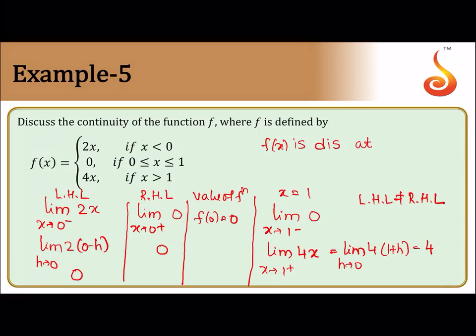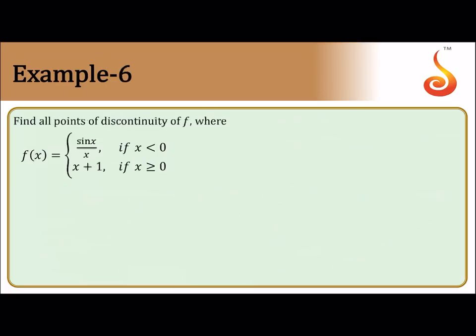So the function is discontinuous at 0 and 1. So f of x is discontinuous at x equal to 0 and 1. There are 2 points of discontinuity. Normally in competitive exams they ask the number of discontinuities. So this function is discontinuous at 0 as well as 1.